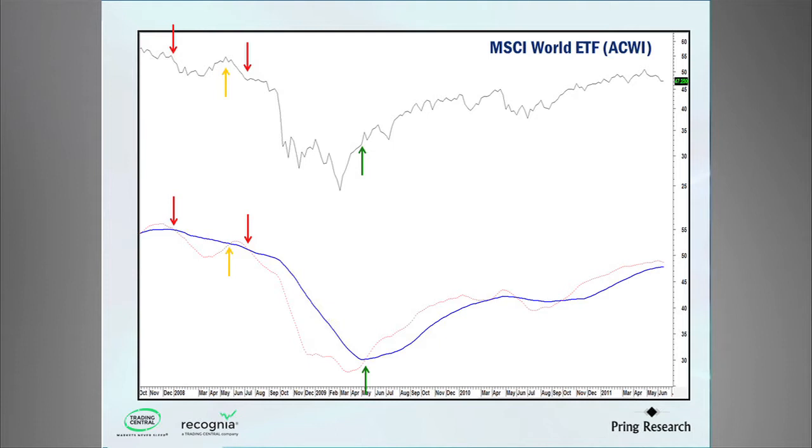Again, later on in 2010, we see a valid signal because the cross came when the blue 30-week moving average was declining. However, it proved to be a whipsaw, and we end the chart on a positive note.